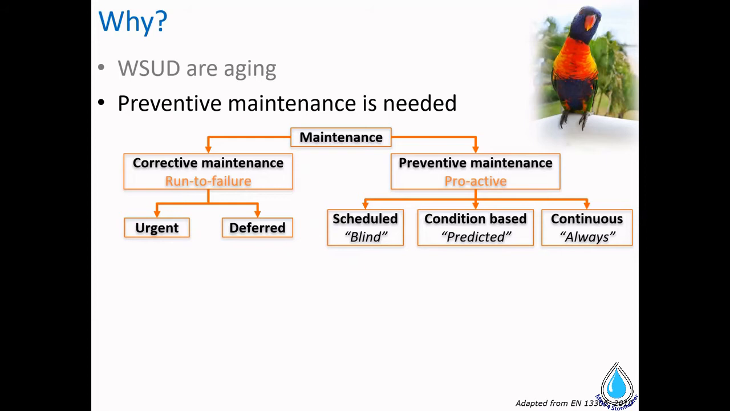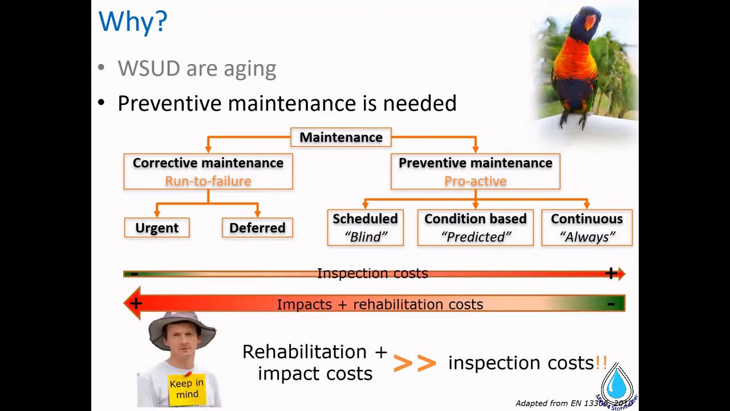And if we are always monitoring the assets, we will be able to detect any failure before it happens. Of course, continuous monitoring will increase the inspection cost of the assets, but avoiding failures of assets will decrease the impact and rehabilitation cost of these assets. So keep in mind that rehabilitation cost and impact cost are much more expensive than inspection costs. So continuous monitoring is a good solution.